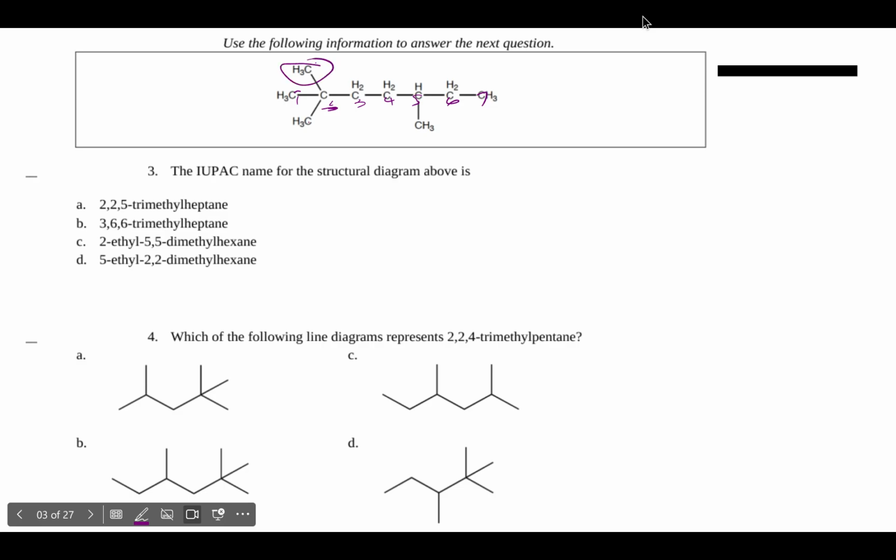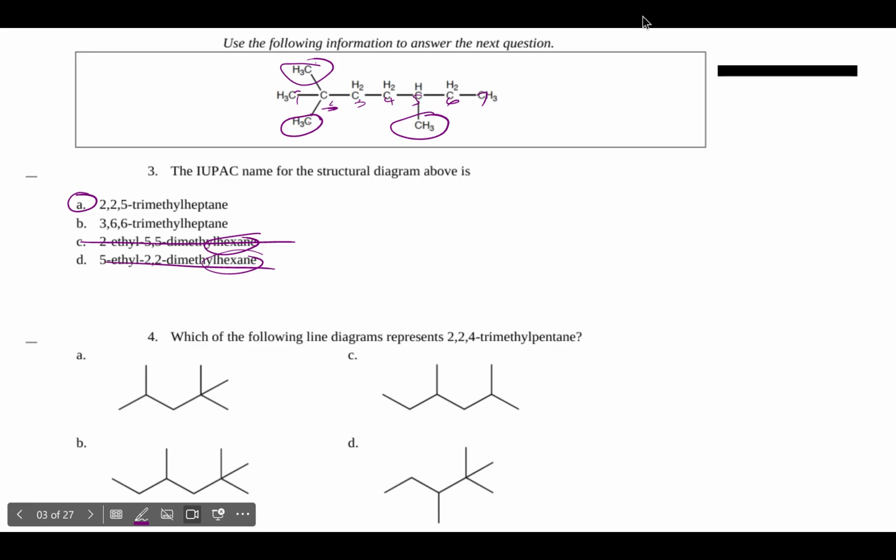So this is a methyl group, methyl group, methyl group, so we would need that multiplier tri. And your longest chain was 7. So this is 2,2,5-trimethylheptane, and it is definitely trying to throw you off with these hexane ones that we could rule out right away, and you would pick that if we maybe identified the wrong chain.